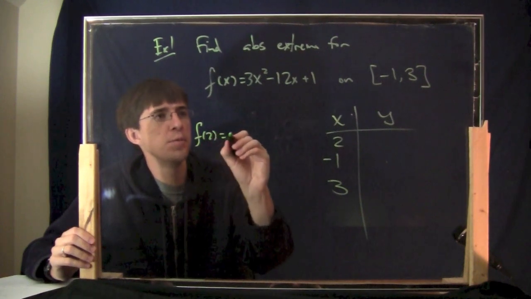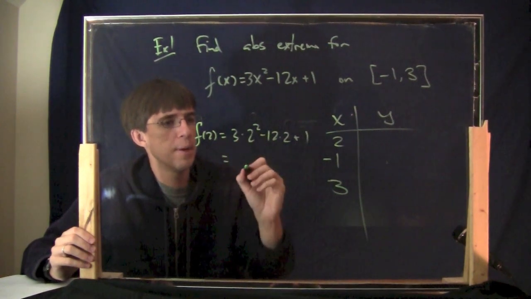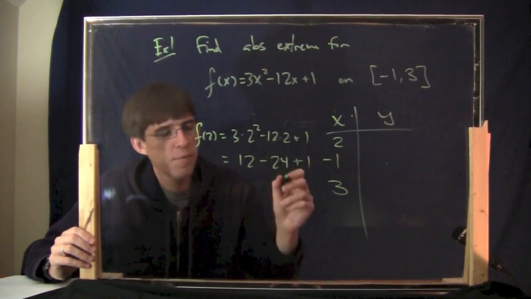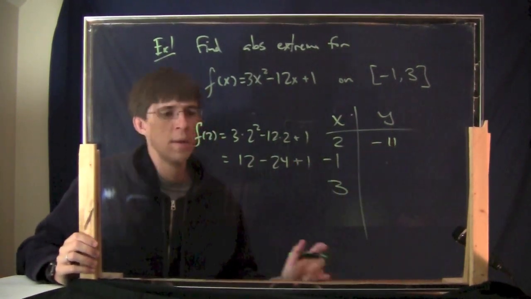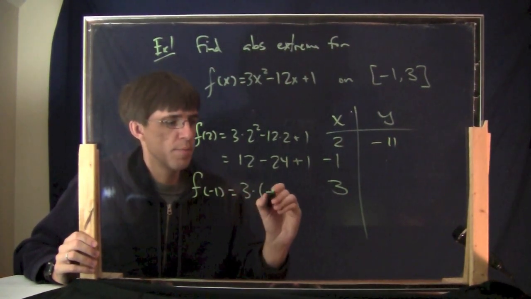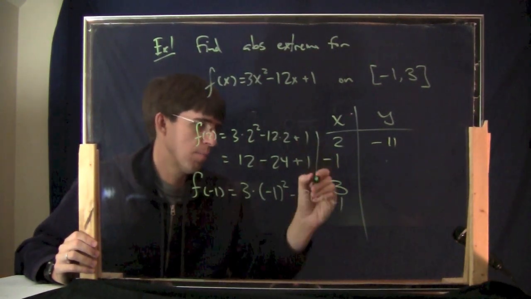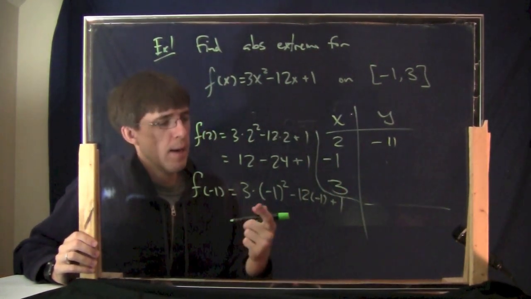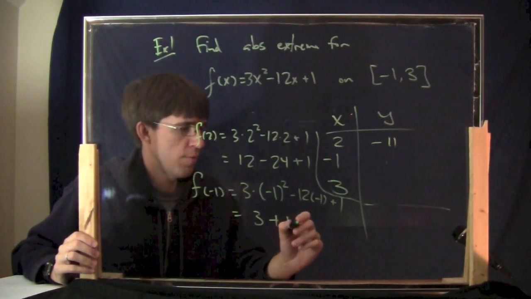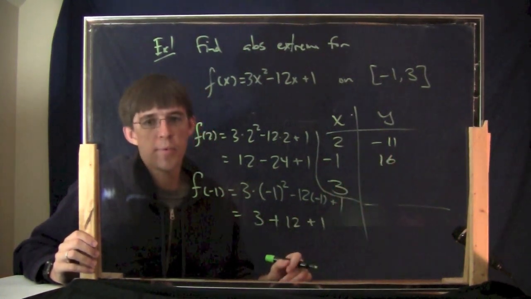So I'm going to do f of 2. That will be 3 times 2 squared minus 12 times 2 plus 1. This will be 3 times 4, which is 12, minus 24, plus 1. 12 minus 24 is negative 12, plus 1, negative 11. Let's do the next one, f of negative 1. This is 3 times negative 1 squared minus 12 times negative 1 plus 1. Negative 1 squared is 1, so this is 3. And then minus 12 times negative 1 is plus 12, plus 1. That's 16 is the answer for that point.